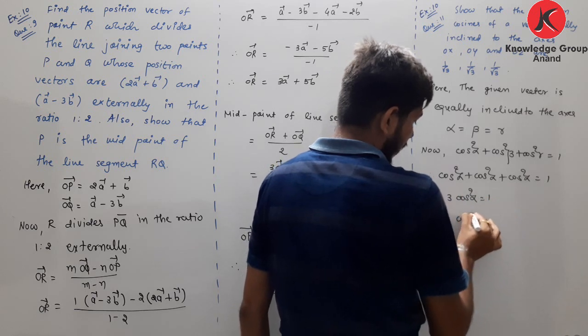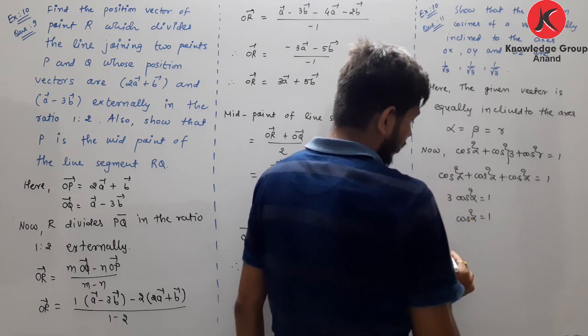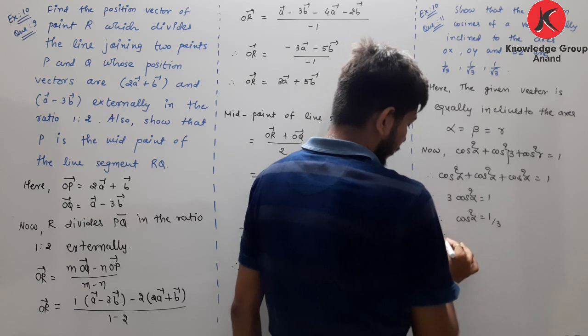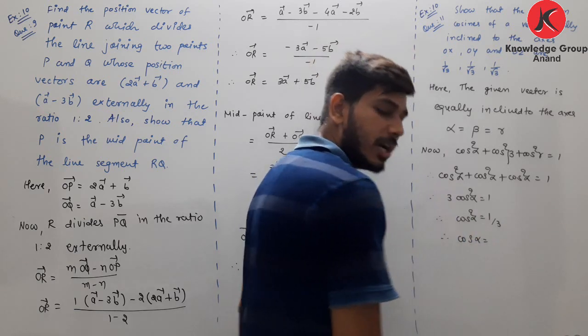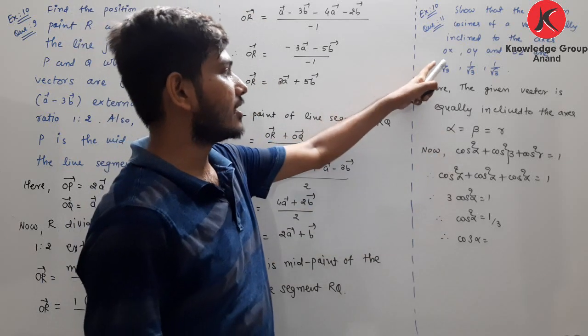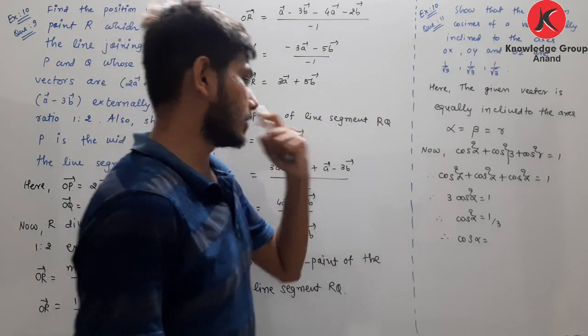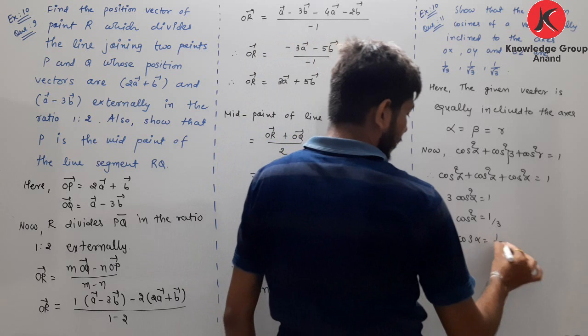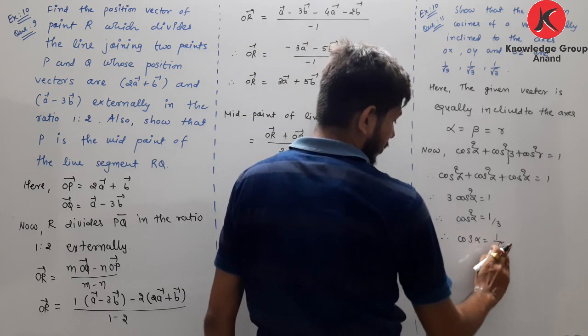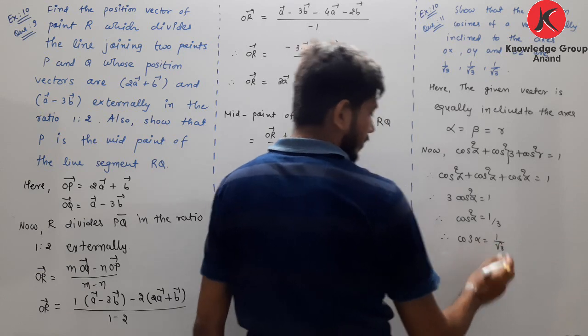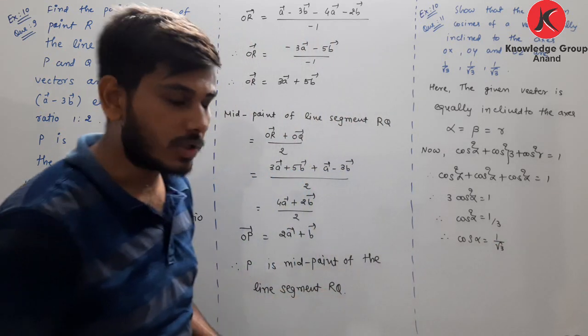Therefore, cos square alpha equals 1 by 3. Therefore, I will get cos alpha equals plus or minus 1 by root 3. Actually, my plus or minus aave, but tamar book ma plus or minus nathi lidu. Ta apre khali plus laiye chhe. Banne directions cosine aave, plus or minus 1 by root 3 aave, but apre khali plus aapi chhe. Apre plus prove karvano try kariye.